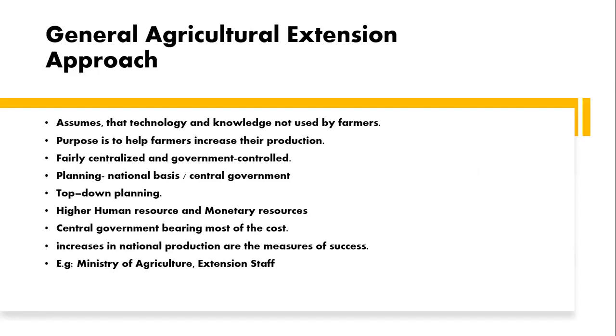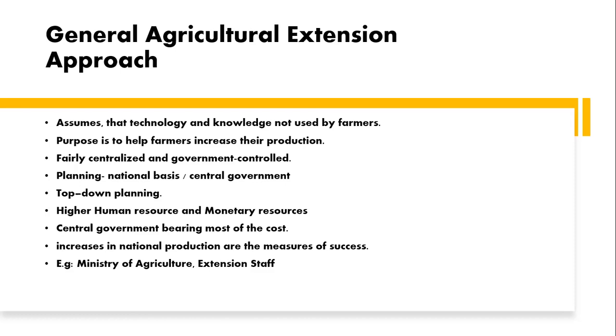One approach is the general agricultural extension approach. The general agricultural extension approach is one of the prominent agricultural extension approaches in Sri Lanka. They assume that technology and knowledge are not used by the farmer. So the general approach is they believe there is no technology and no knowledge with the farmer. So always they think to convey technology and knowledge, to fill the technology gap and the knowledge gap. This is the assumption in the general extension approach.